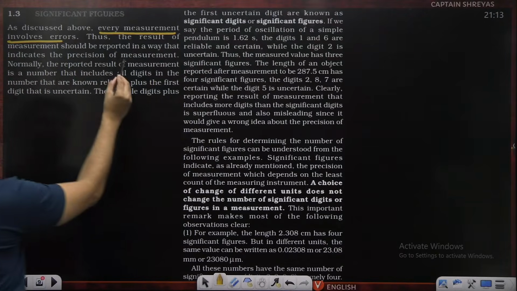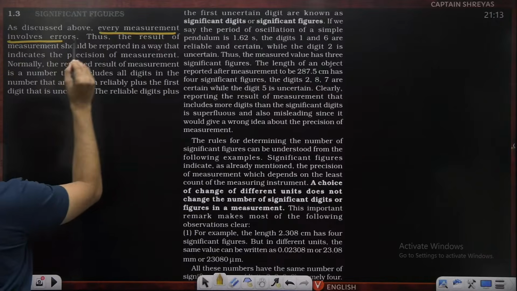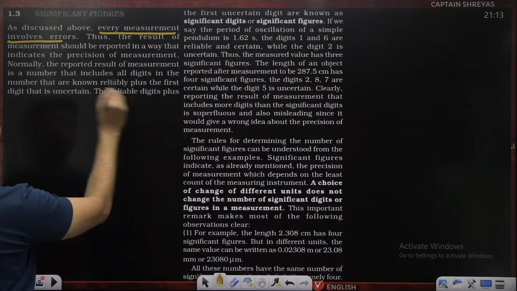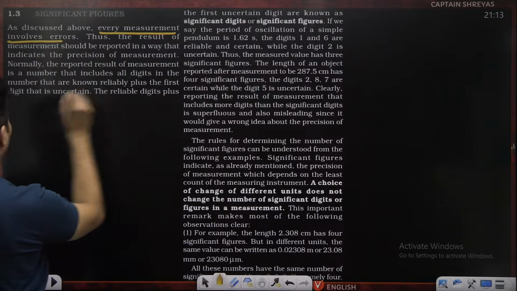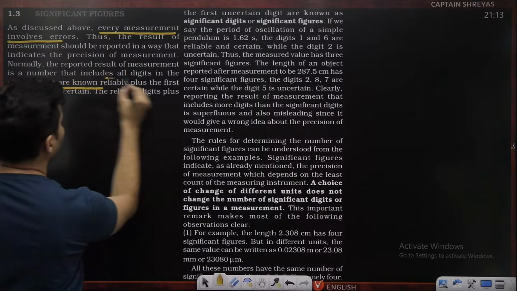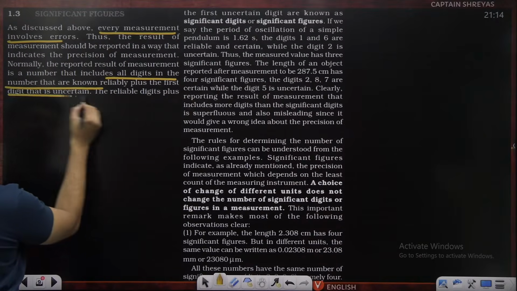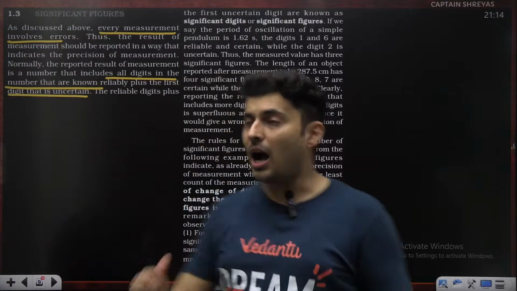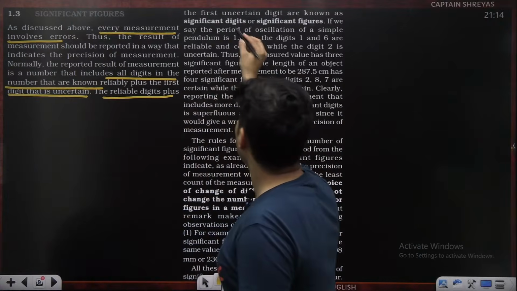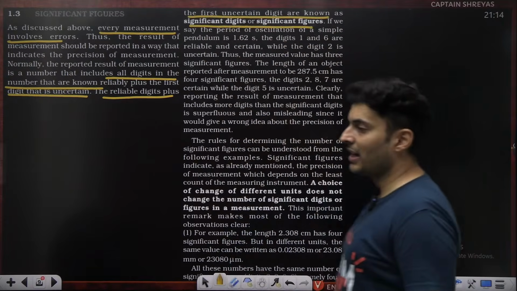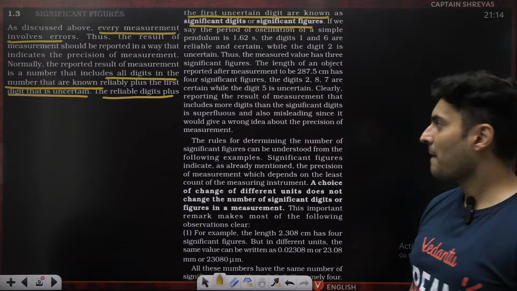The result of the measurement should be reported in a way that indicates the precision of a measurement. Normally, the result which is reported is a number that includes all the digits in the number that are known reliably plus the first digit that is uncertain. The reliable digits plus the first uncertain digit are known as the significant digits or significant figures.